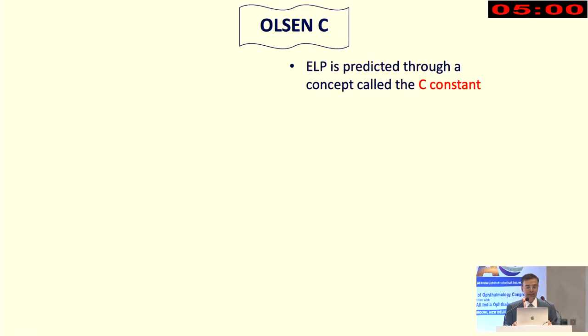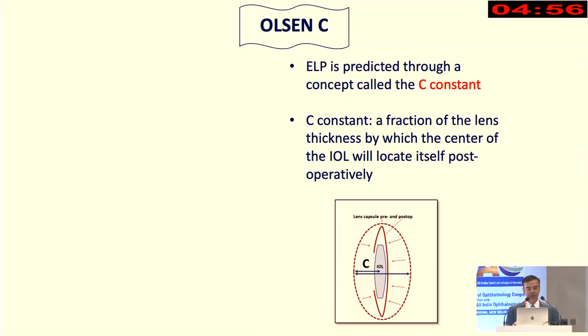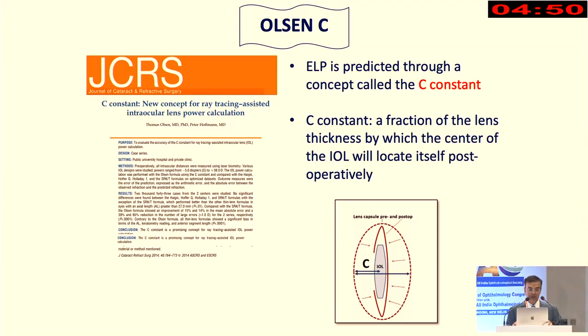The Olsen C came out many years back with a lot of promise, with the ray tracing constant, or C constant, which it used to predict the ELP. It was popular in the beginning. I don't use it anymore, though it's still used by a lot of surgeons.